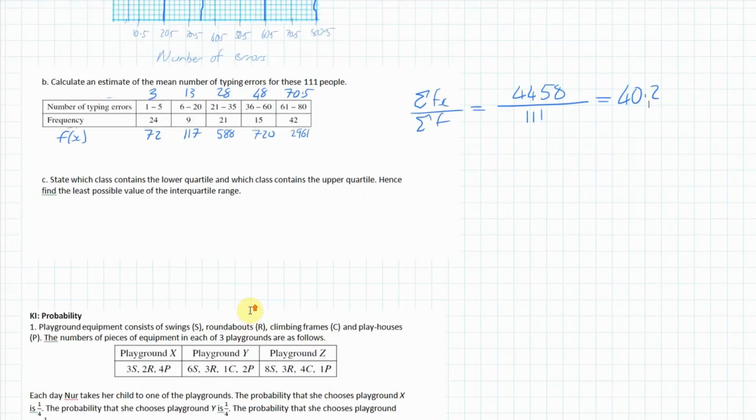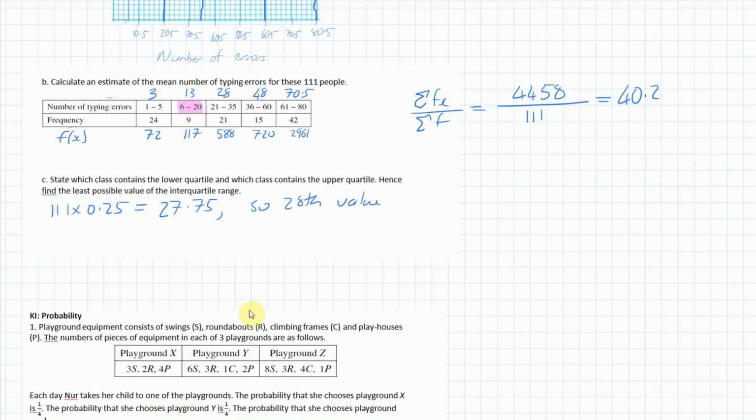Okay, and then I've got to state the range, the class that contains the lowest quartile. So for the lowest quartile, if we go 111 times 0.25, this will give us a value of 27.75. So the 28th value is our lower quartile. The 28th value is clearly in this boundary here, because 24 plus 9 is going to be 33, so it's from 25 to 33 there.